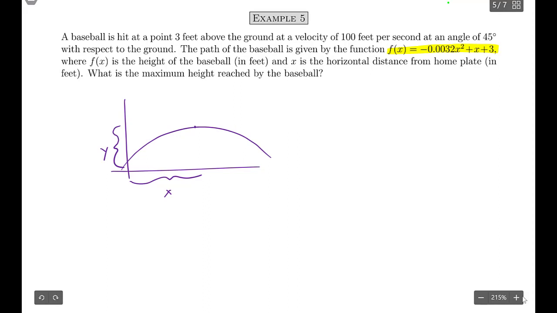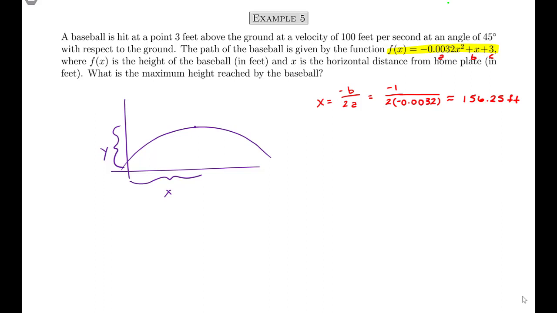So we'll begin by finding the x-coordinate, which is negative b over 2a. From our given equation, b is positive 1. So it's going to be negative 1 over 2 times negative 0.0032. When I simplify that, that's going to be approximately 156.25 feet. Now that's how far the baseball is from home plate.